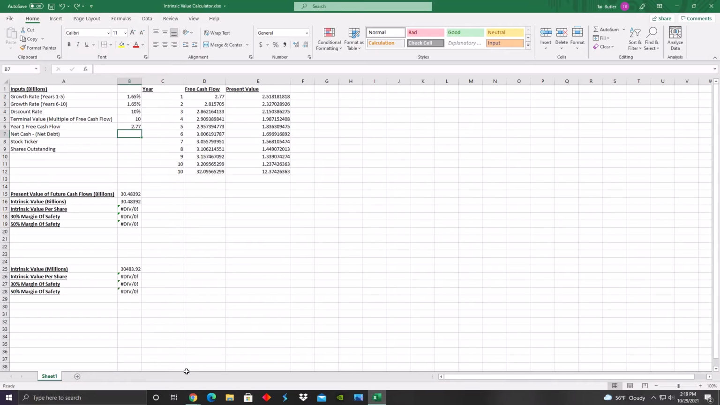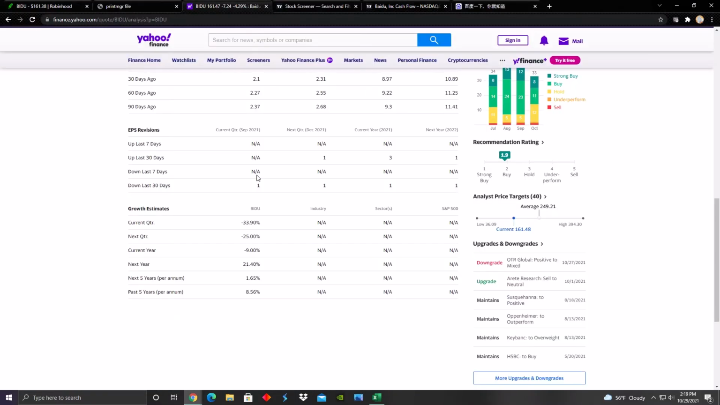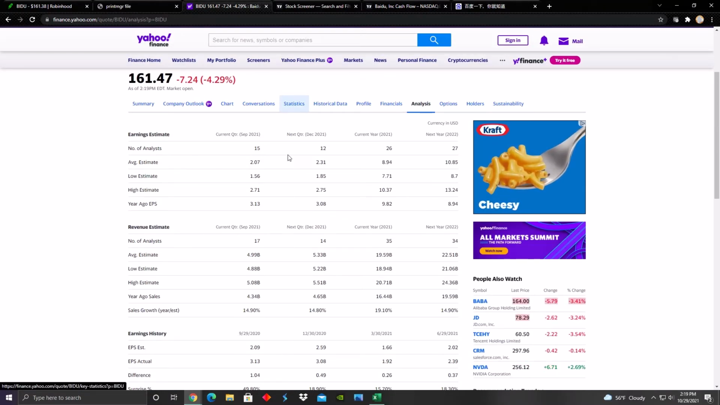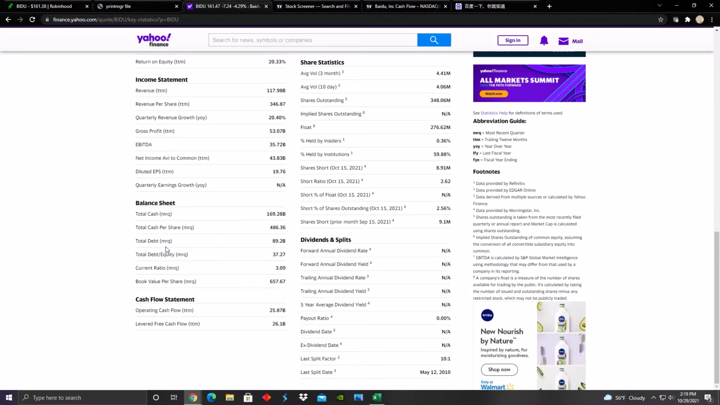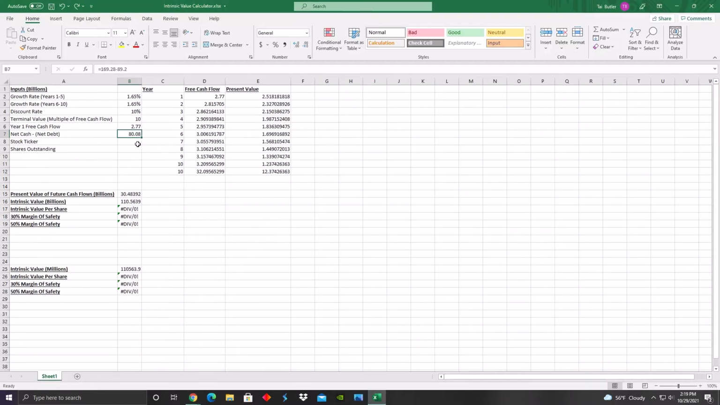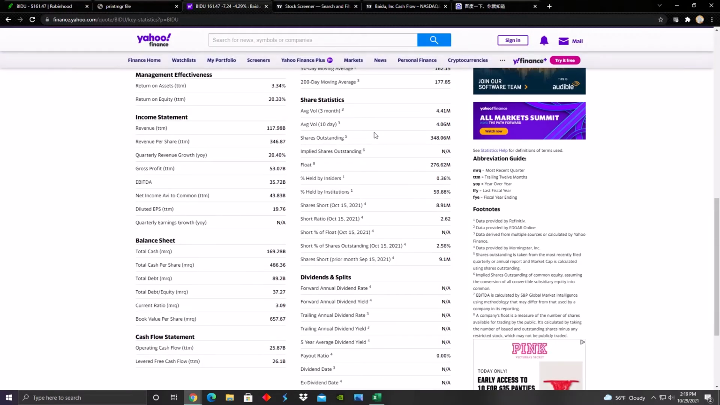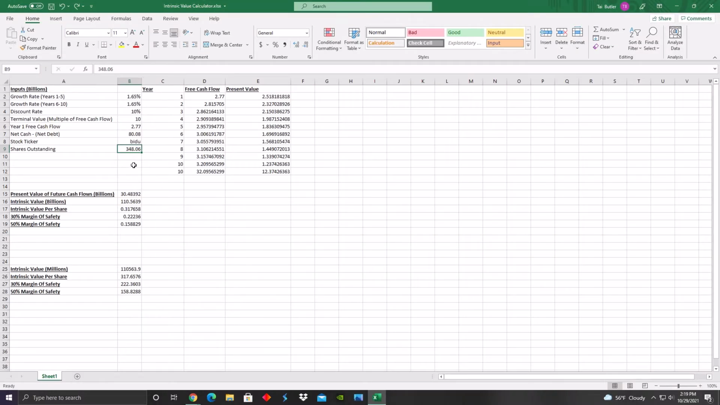Then the net cash minus net debt, we can find that easily just by going to Yahoo Finance again. Going to statistics, scrolling down, we have the total cash of 169.28 billion and the total debt of 89.2 billion. And after we subtract that net cash minus net debt, we get 80.8 billion. Stock ticker is BIDU, and shares outstanding, we can find that in Yahoo Finance again right here, 348.06 million.